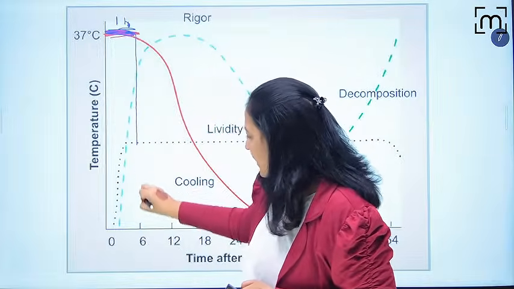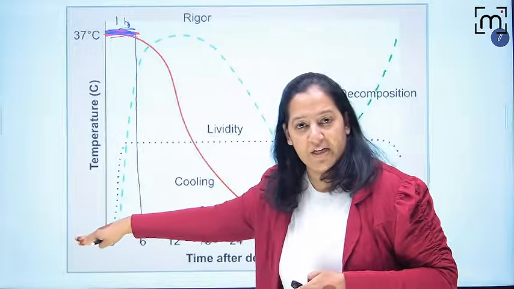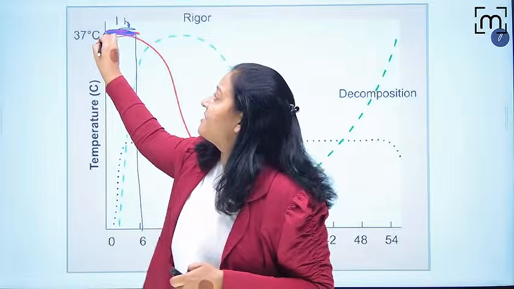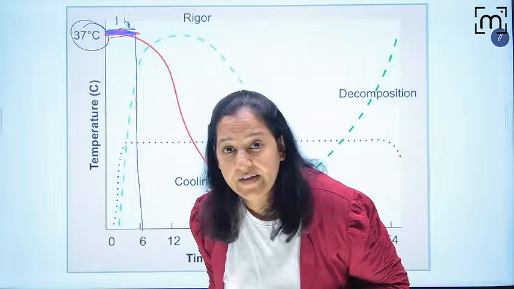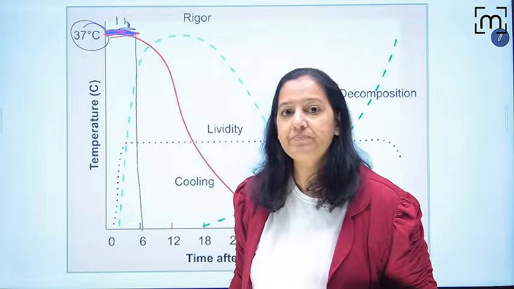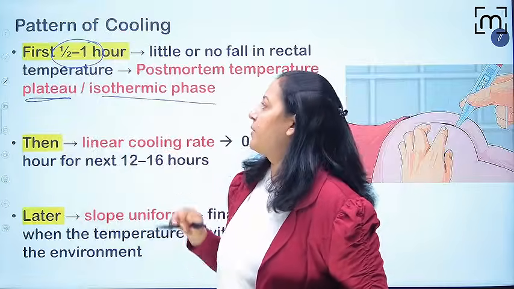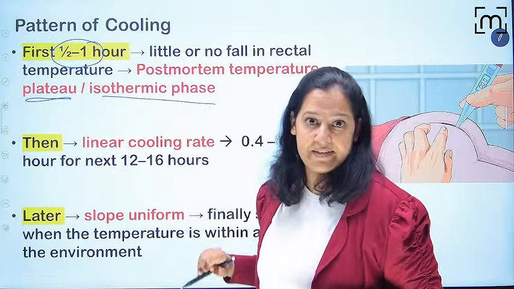You can see the time, half hour to 1 hour. Appreciate, on the x-axis we have time, and on the y-axis we have the temperature. And this temperature is 37 degrees. You should be able to draw it in your exam. I will draw it for you. So draw here, write down 37 degrees Celsius. So initially for 1 hour, it's constant. It is known as the isothermic phase.